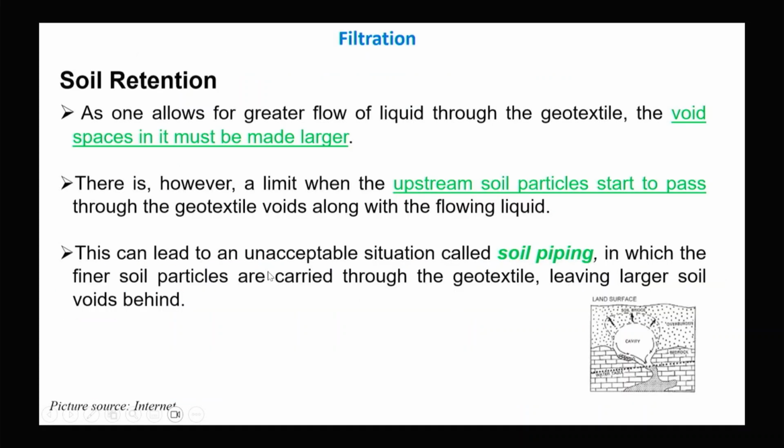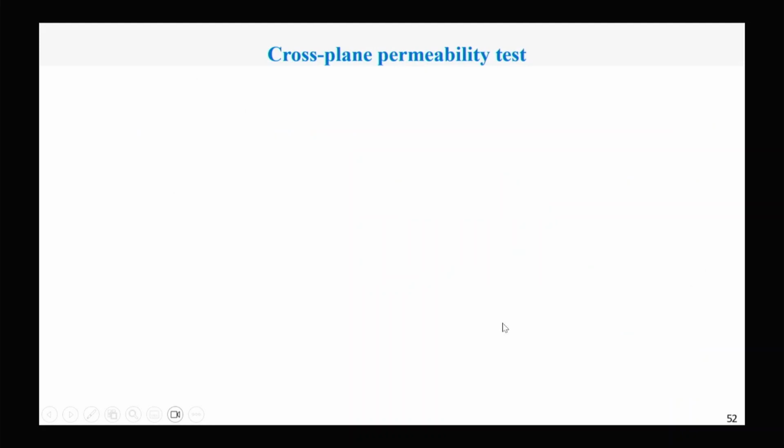So soil retention and piping we have already discussed. Piping means the soil is passing through the geotextile material. After a certain time the structure will be stable, but even after that, if the structure is unstable, then it will create a void, a cavity, which can lead to catastrophic damage or failure of the structure if it continues. So that we have to check.